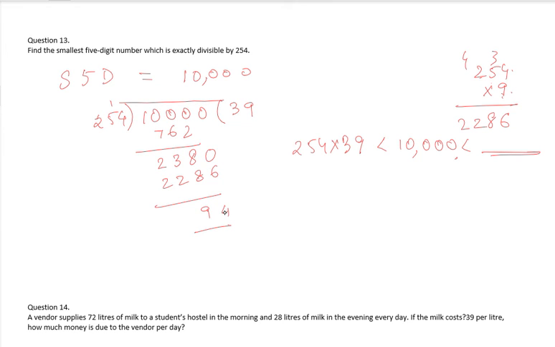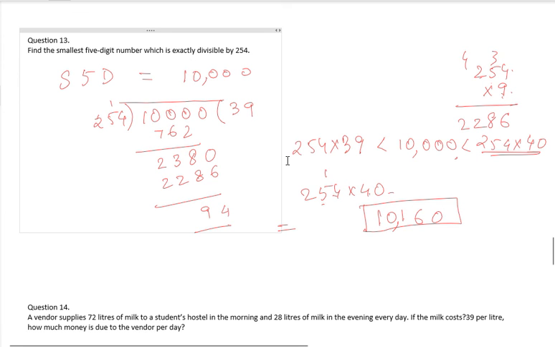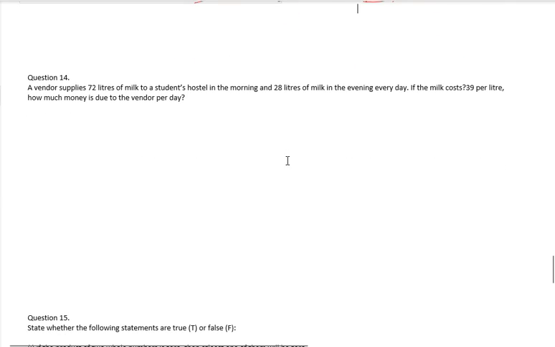So to get a 5-digit number which is smallest also, it should be 254 multiplied by 40, right? So 254 multiplied by 40 is actually the answer. So let's do the multiplication, and the multiplication is easy because we are multiplying with some zeros and a number ending with 0. So 4 4s are 16, 1 carry, then 4 into 5 is 20, 20 plus 1... So the smallest 5-digit number is 10,160.